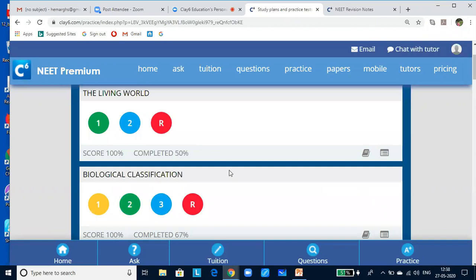A green bubble indicates that you have completed the test, but you can always visit it if you want more practice. Sometimes you would have scored less, and after learning the concepts you might want to revisit the test. You can do it any number of times. A blue bubble indicates that you have not yet taken the test. A yellow bubble indicates that you have given an incomplete test.